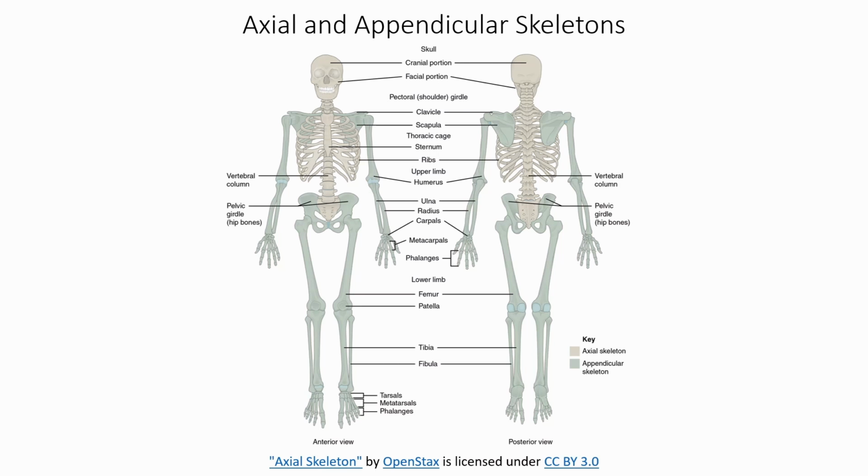So just as a reminder, in case you forgot, the axial and appendicular skeleton divisions, we have the axial skeleton shown here in beige, and the appendicular skeleton shown in that blue-gray. If you don't remember some of the components of the axial skeleton, I would go back to the previous chapter videos and review those.